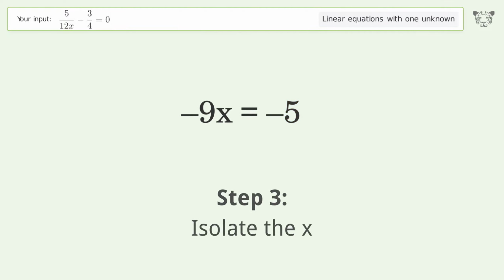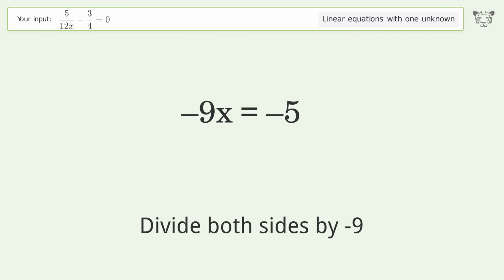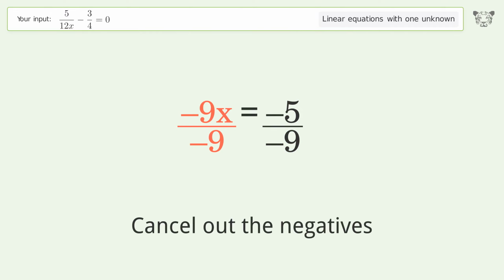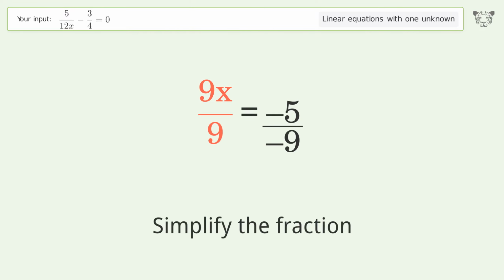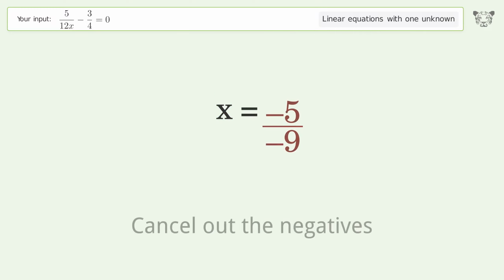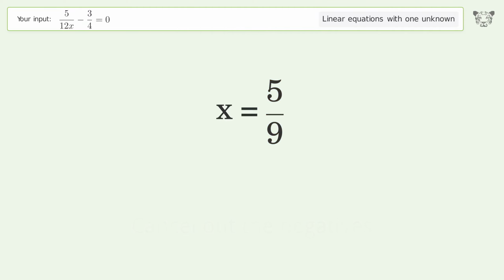Isolate the x. Divide both sides by -9. Cancel out the negatives. Simplify the fraction. Cancel out the negatives. And so the final result is x equals 5/9.